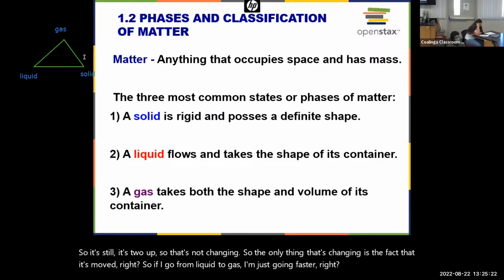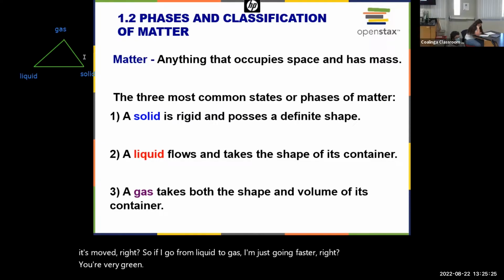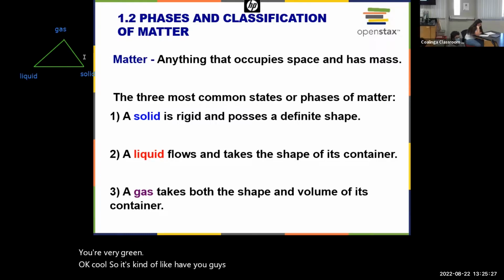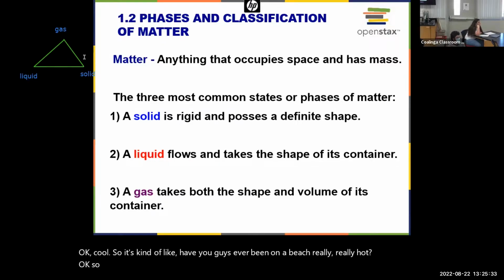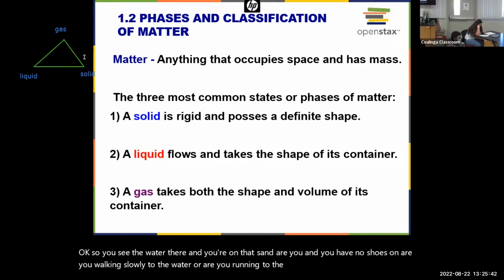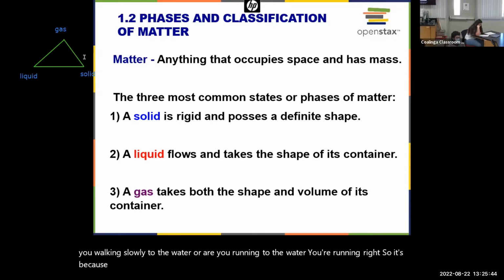Everybody agree? Okay, cool. So it's kind of like, have you guys ever been on a beach where it's really, really hot sand? Yeah. Okay. So you see the water there, and you're on that sand. And you have no shoes on. Are you walking slowly to the water, or are you running to the water? You're running, right? So it's because heat causes us to move a little bit faster, right?